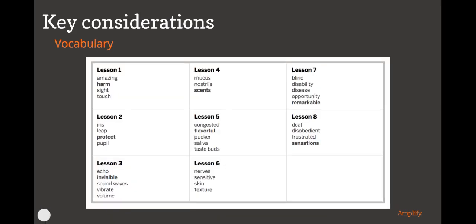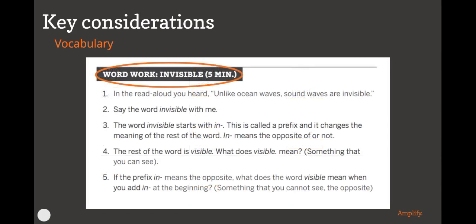The list from page 3 of the teacher guide, shown here, lists all of the core vocabulary words in the 5 senses unit. Bold-faced words are featured in the word work portion of each lesson after the read aloud. You may remember from your initial training that word work is a fast 5-minute deep dive into the meaning of a word to allow students to better internalize it.